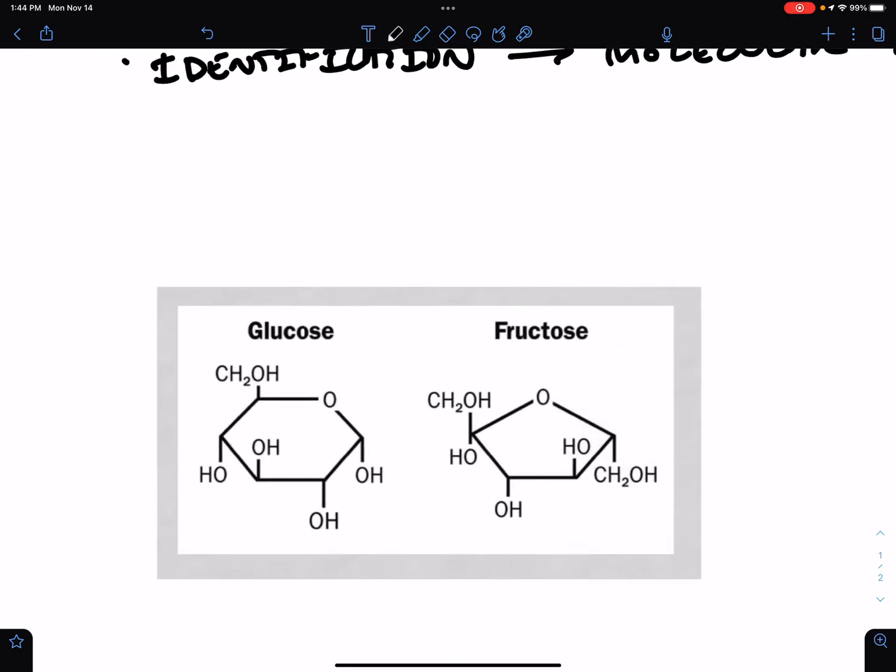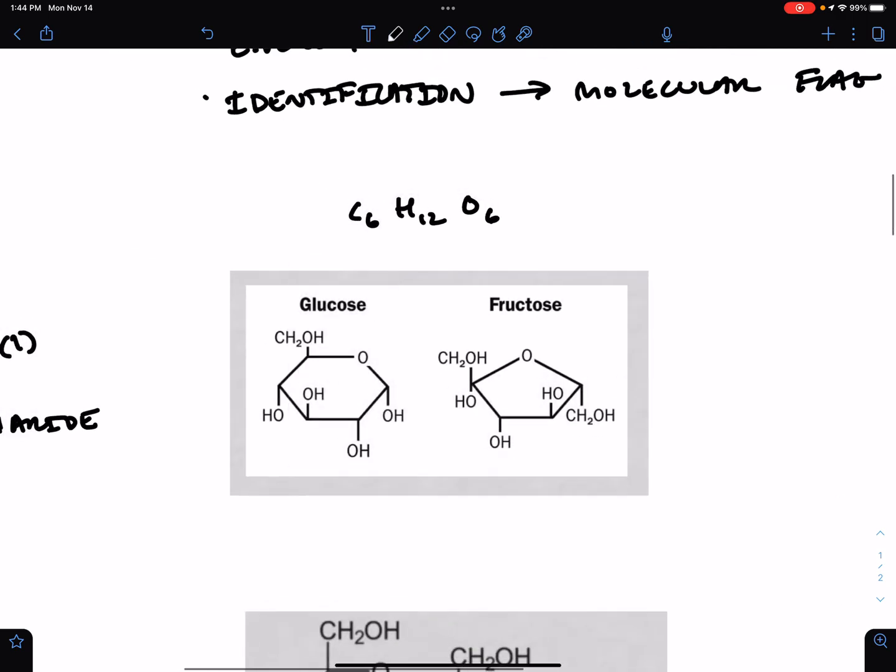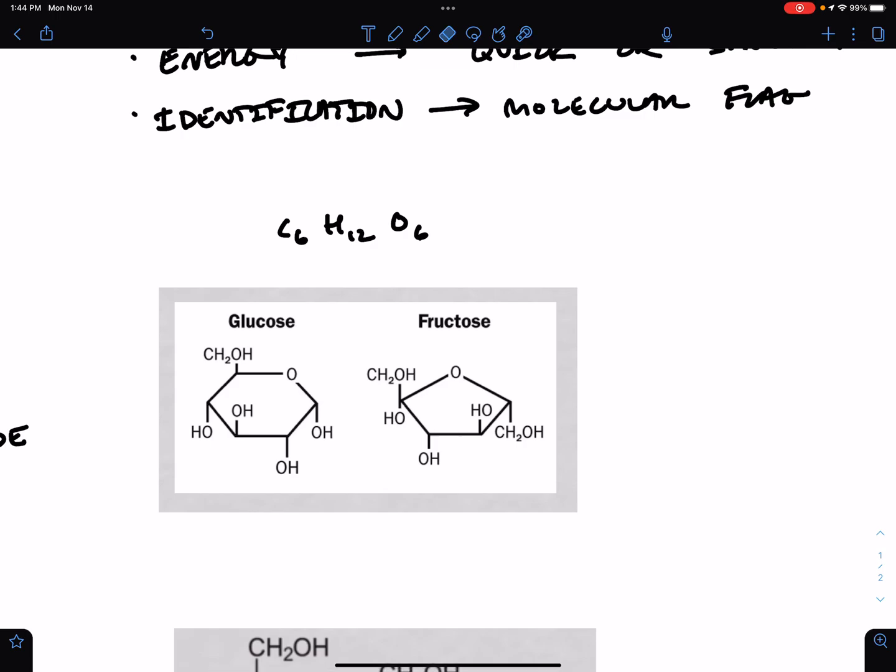Interestingly enough, they have the exact same chemical formula. If you were to count up the number of carbons, hydrogens, and oxygens in these 2 compounds, you would see they're both C6H12O6. But the way that the elements are strung together, they take on slightly different shapes. You'll notice that glucose is a ring that has 6 sides, and fructose is a ring that has 5 sides. So the same chemical formula, but different structural arrangements are called isomers.